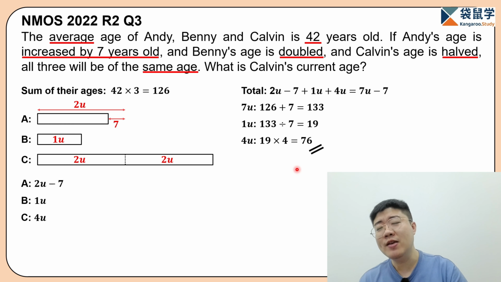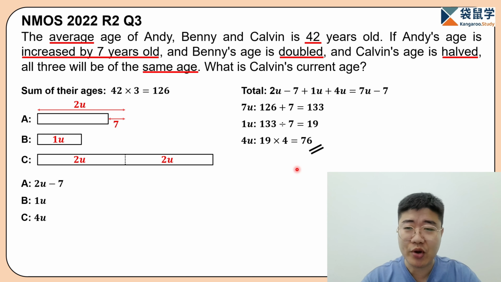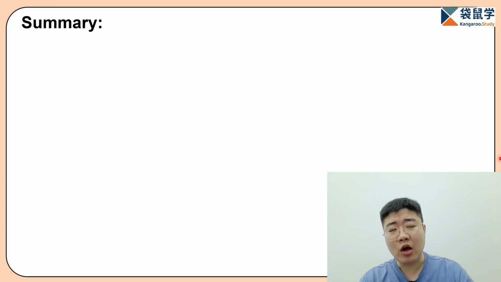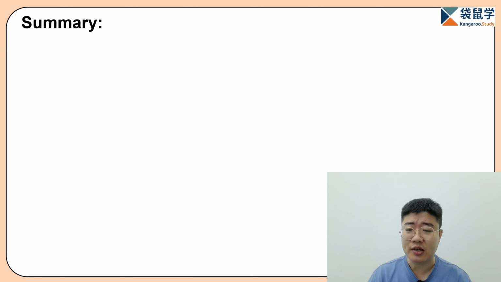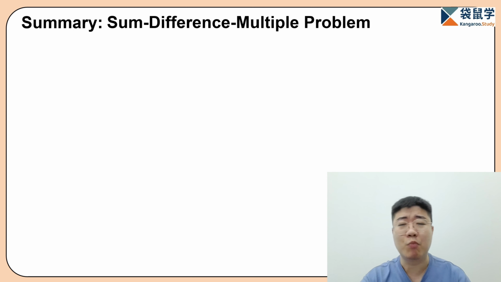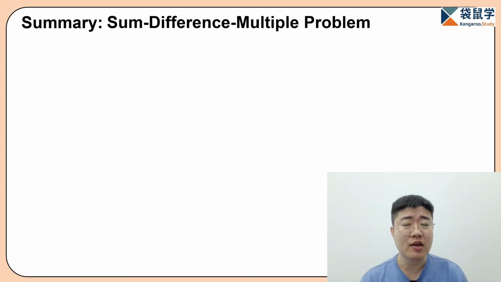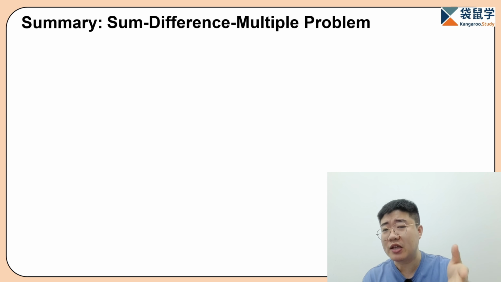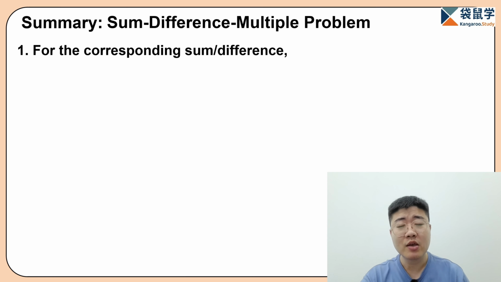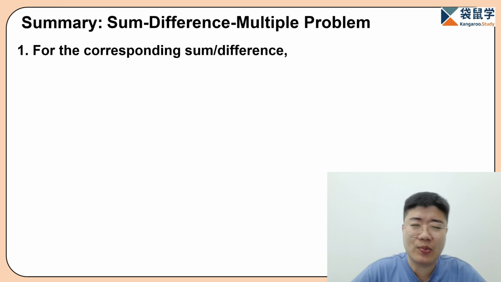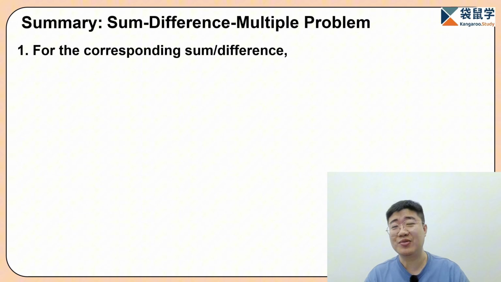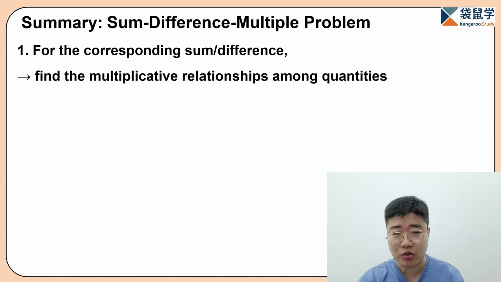So after we are done with the question, let's do a quick summary on the question here. Now in this question, what we've been using is the sum, difference, and multiple. So in the question here, first of all, we can find the corresponding sum among the three quantities here. Of course, in some other question, it will be the corresponding difference between them. So after finding this, what's the next thing we need to do? Of course, we also have to make use of this multiple, right? So we got to find the multiplicative relationship among the quantities given to us.